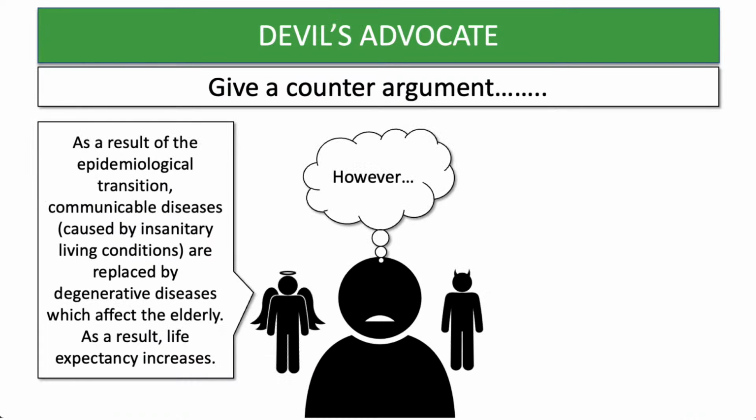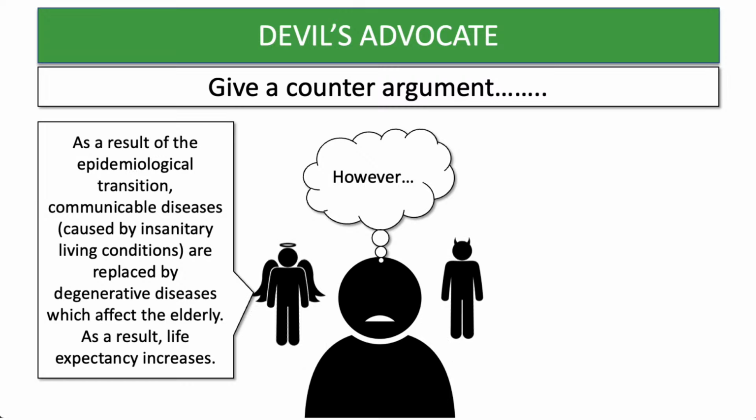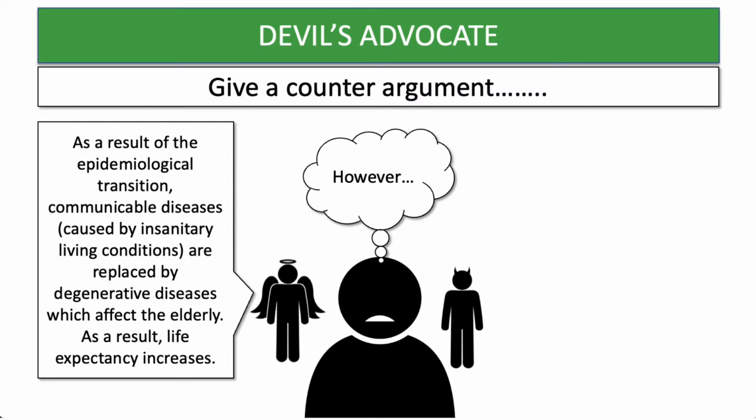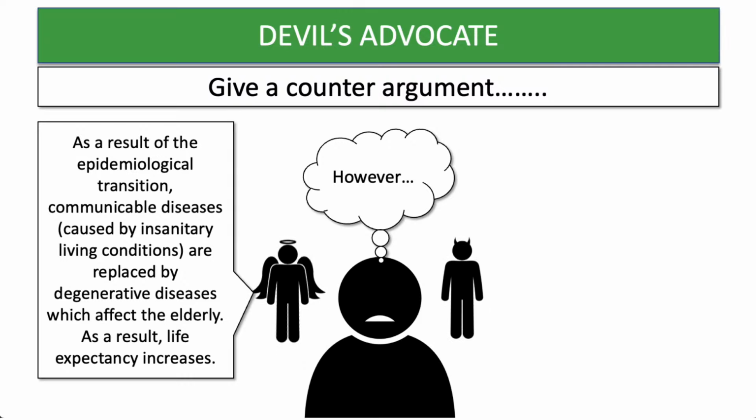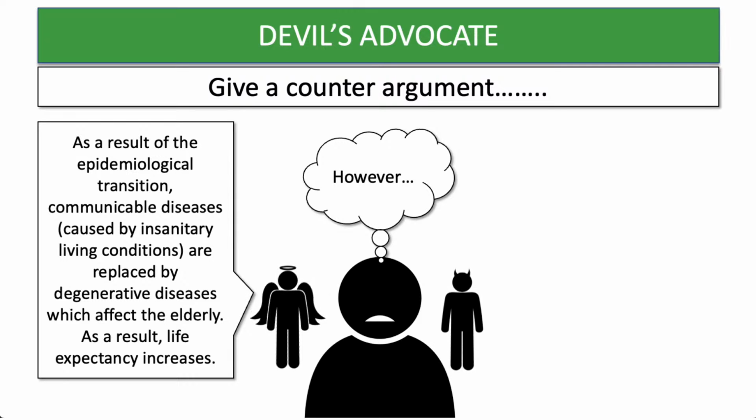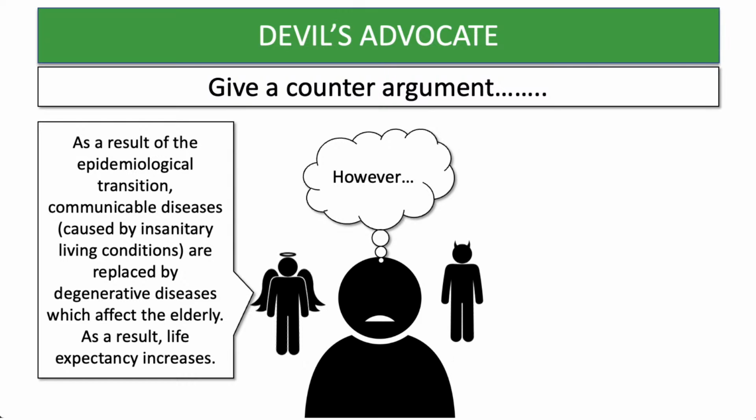What have we got in the way of answers? I think we've got another devil's advocate activity. So it starts off with the idea that they're defining, aren't they, the epidemiological transition. Stating that as a result of that transition from communicable to non-communicable diseases, we have life expectancy increasing, and we might have examples to back that. But can we come up with a however?